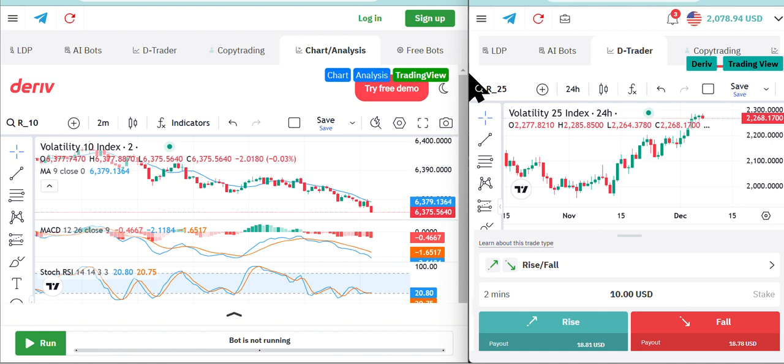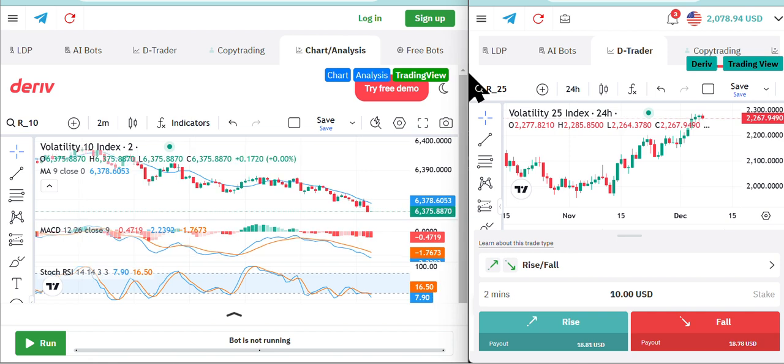And the MACD uses these two histograms, the dark green histogram and the dark red histogram. The dark green histogram shows you that the market is perfect for a rise trade, and the dark red histogram shows you that the market is on a perfect fall entry. So that's what we always consider.